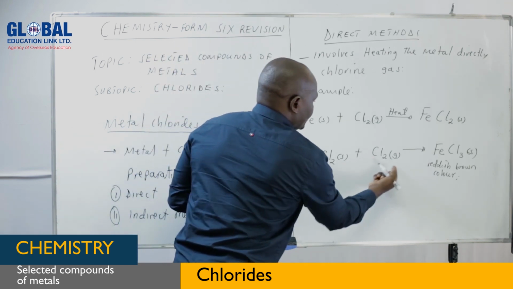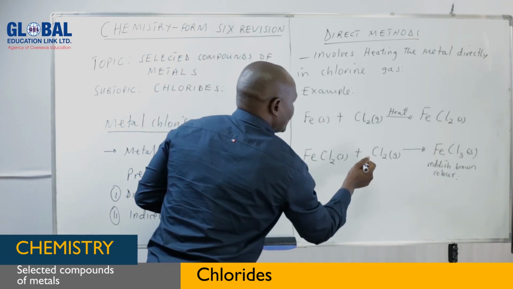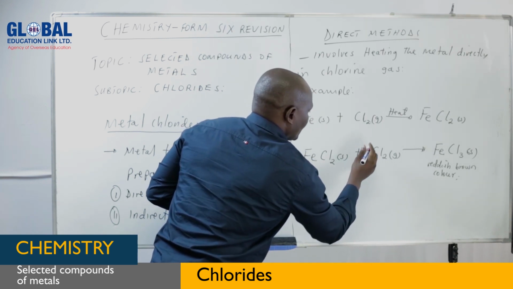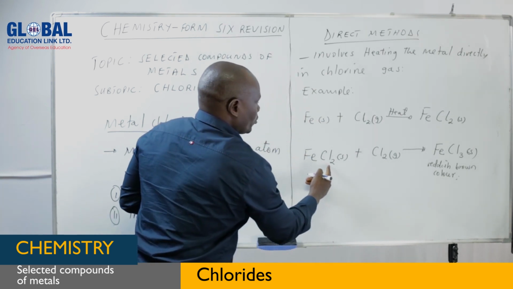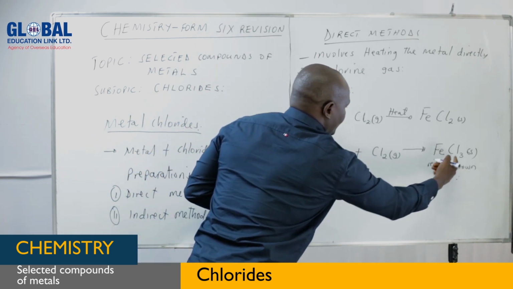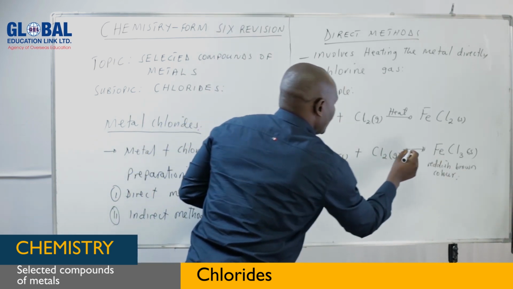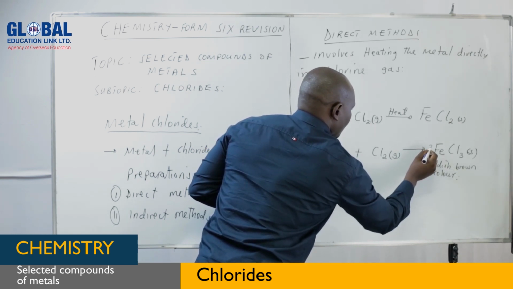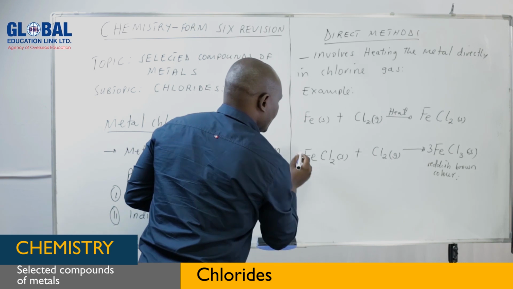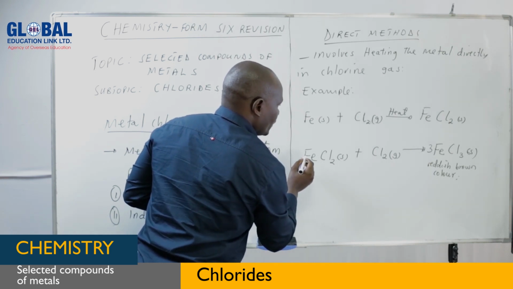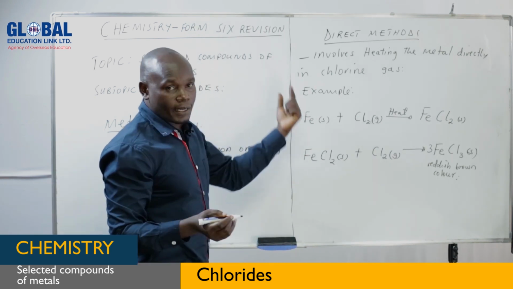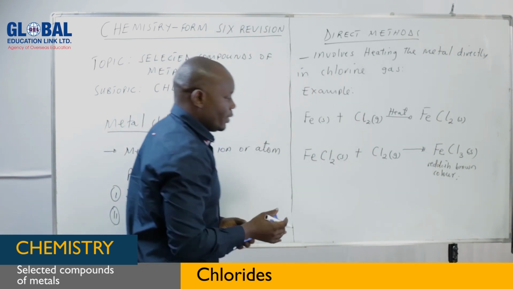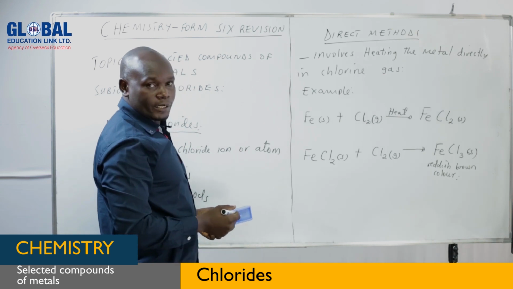Now when balancing, here we can put 3, then we have 2 chlorine, and there we have 3 chlorine, and here we can put 3. Then the rest is your task, you can balance it yourself as a student, so you don't need to complicate it. It's your task to balance that equation.